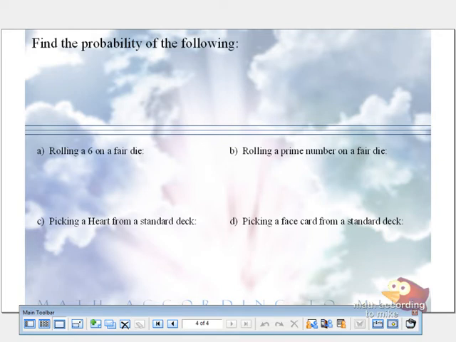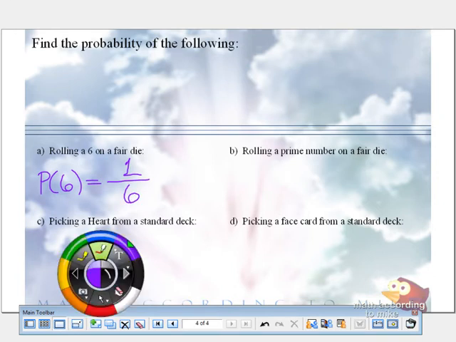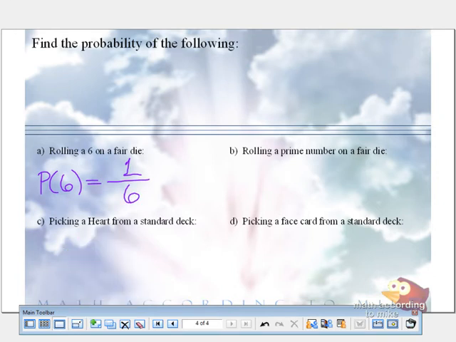So the numerator will be the number of 6s on a die. How many 6s are there on a die? 1. Over the denominator, which represents the number of numbers on a die: 6. So the probability of rolling a 6 is 1/6.